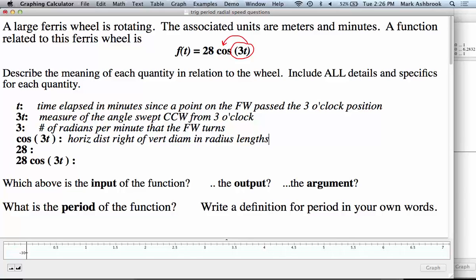28. Radius length of the wheel, in what? Good. And finally, what do we get when we multiply 28, that radius length, times the horizontal distance in radius lengths? Horizontal distance, right of the vertical diameter, in meters, she said.